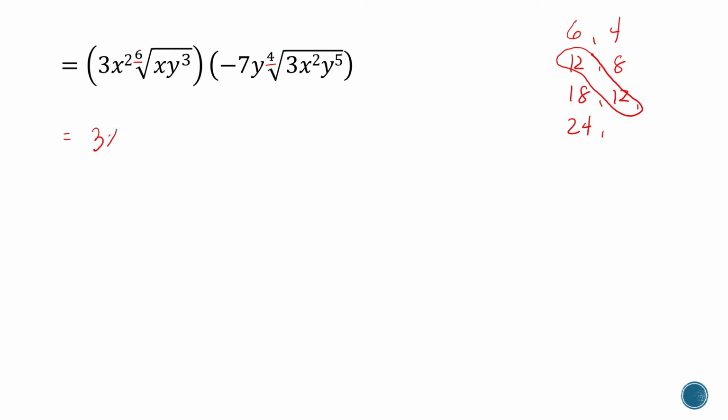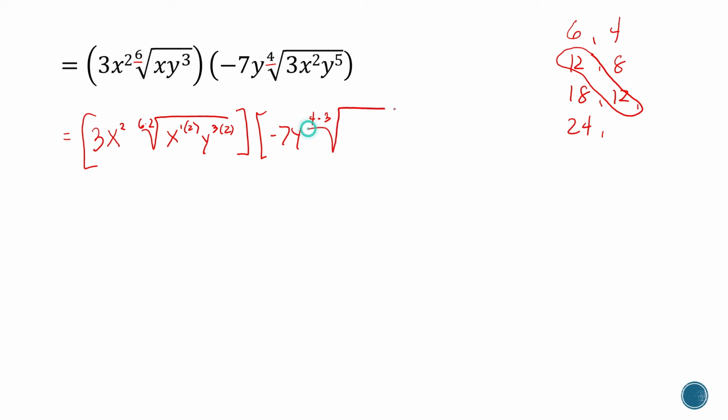So this is 3x squared, 6 times 2. Then x raised to 1 times 2, y raised to 3 times 2. Okay, with this radical, negative 7y, 4 times 3, right, to make it equal to 12. And then 3 raised to 1 times 3, x raised to 2 times 3, and finally y raised to 5 times 3. All right, let's simplify each radical first.